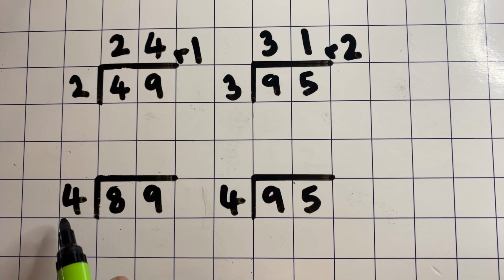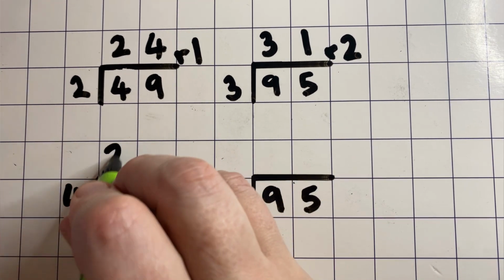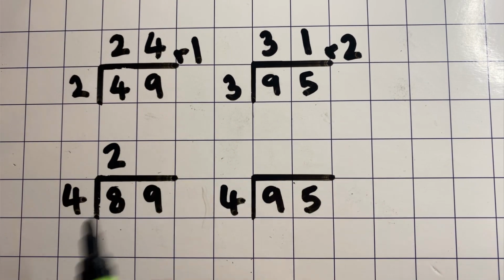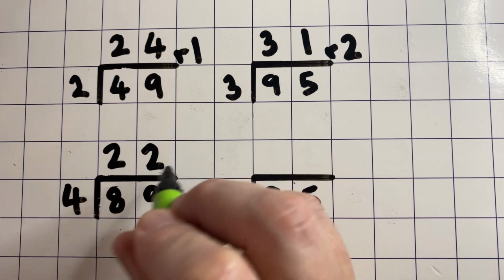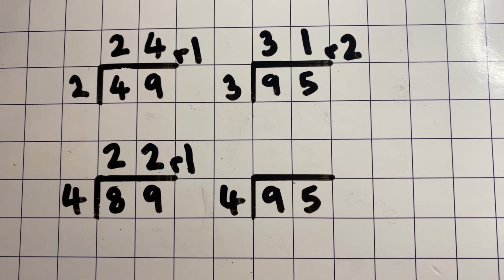89 divided by 4. How many times does 4 go into 8? That's 2 times exactly. 2 times 4 is 8. How many times does 4 go into 9? Again, it's 2. That gets you to 8, but you have that remainder 1.